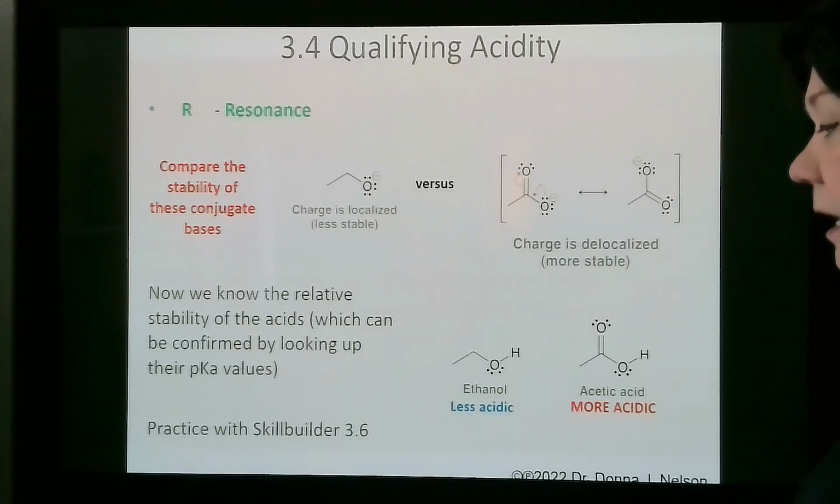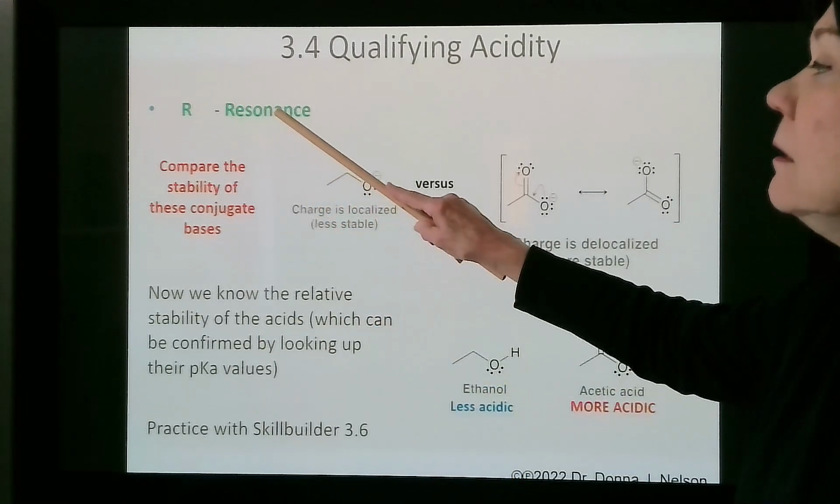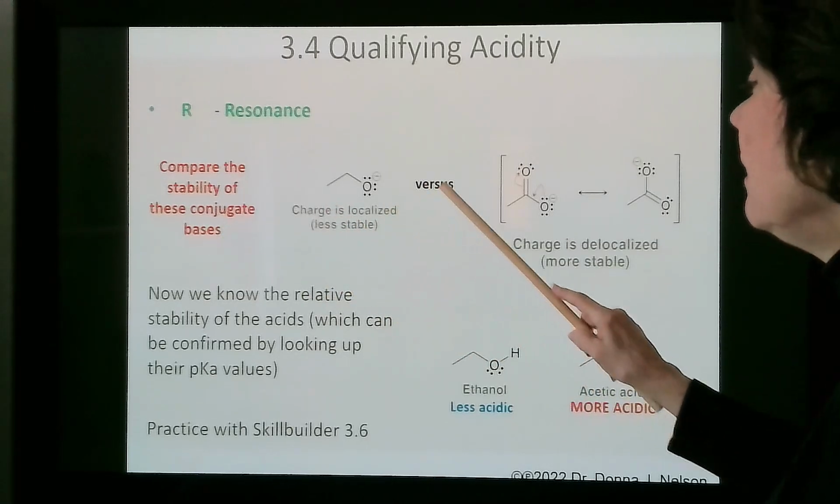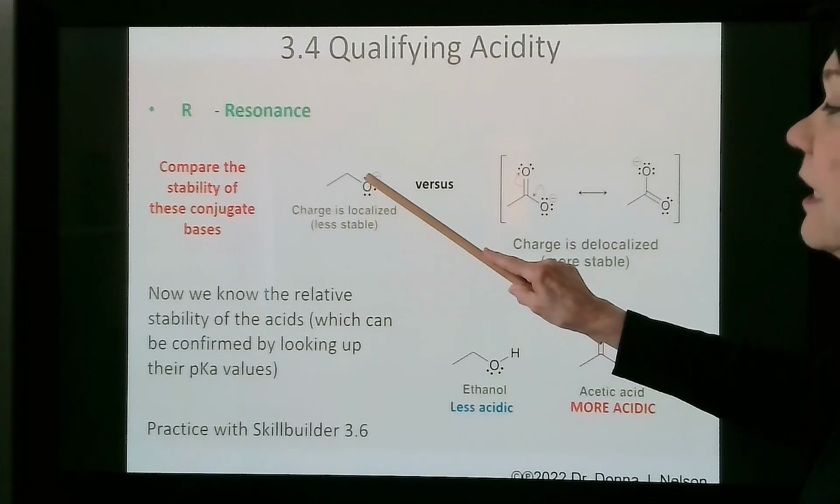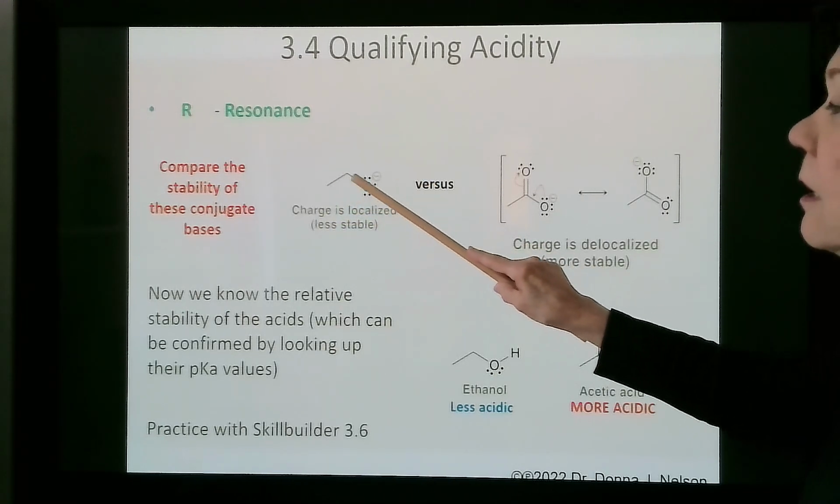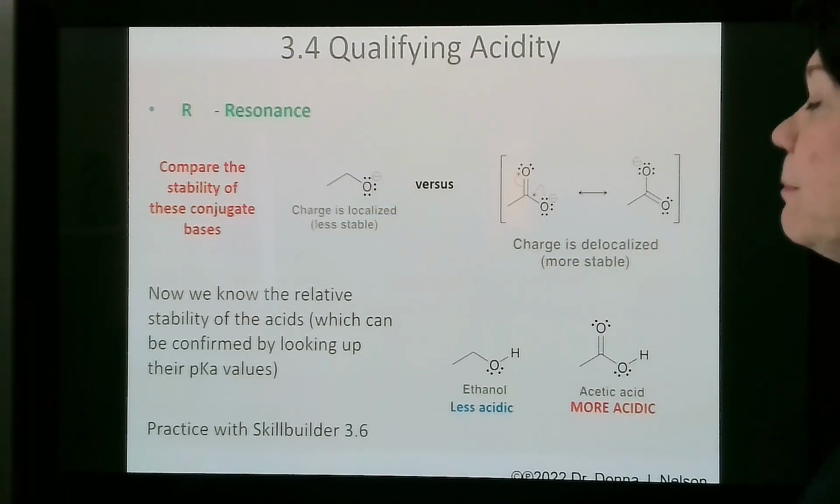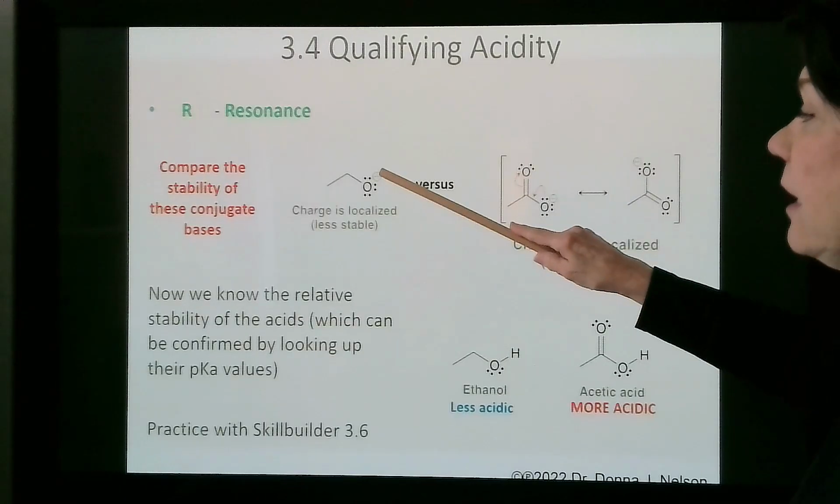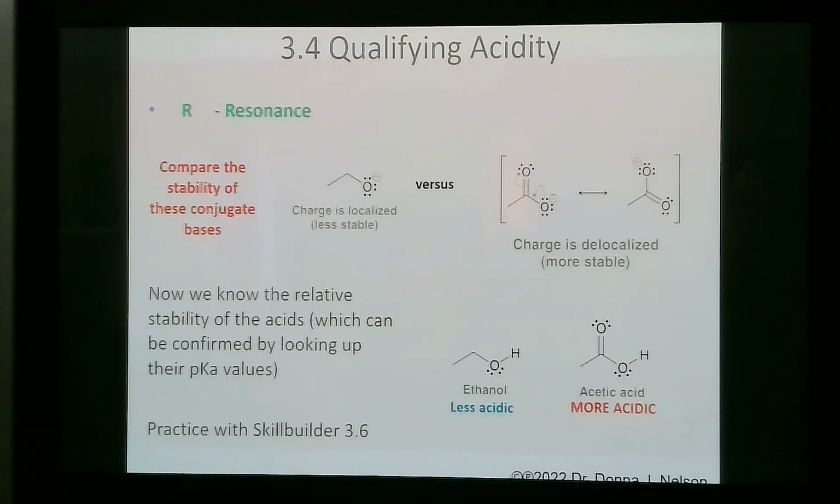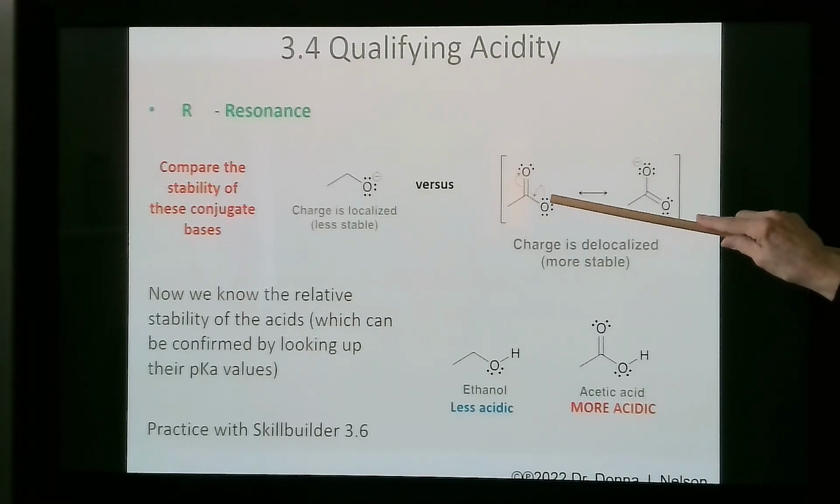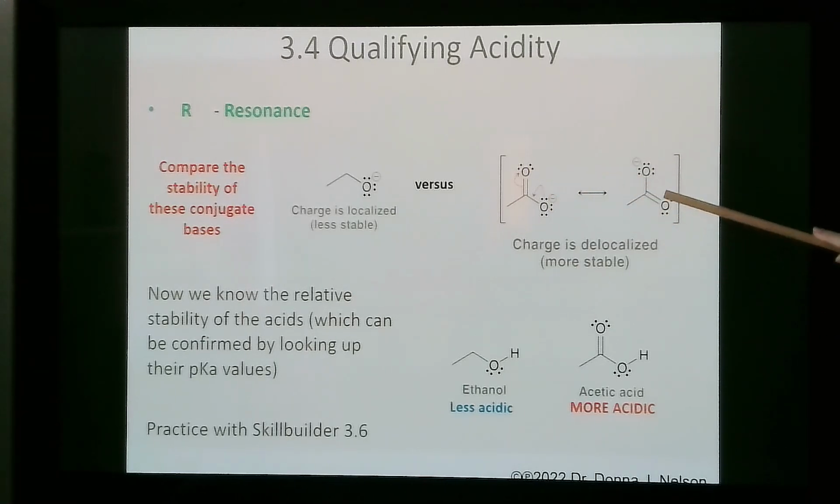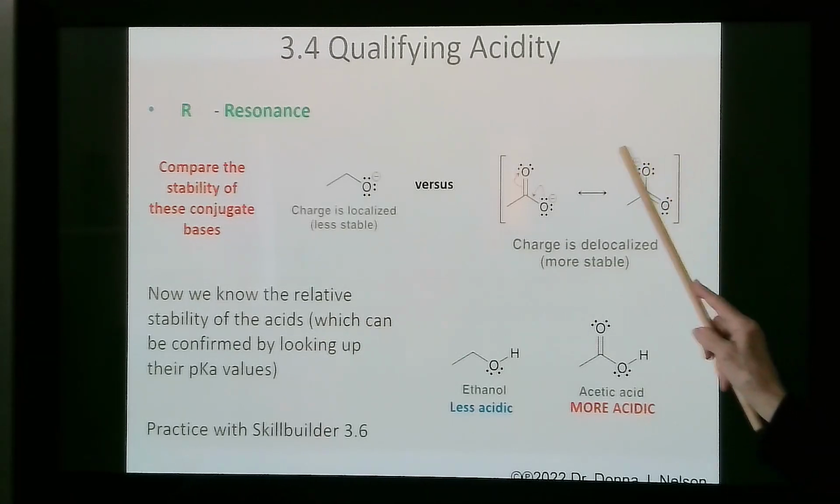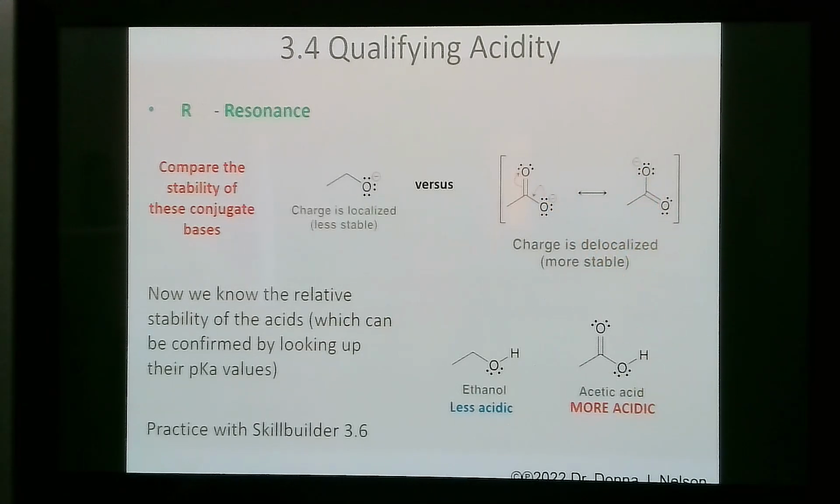Then the second letter of the word ARIO. R is for resonance. Compare the stability of these conjugate bases. So this is ethanol, which has lost a proton. That gives you ethoxide. So this negative charge is residing completely on oxygen. And over here, this would be the conjugate base of acetic acid. And so this is the molecule acetic acid after it has lost a proton. And notice that negative charge can be spread out across the two oxygens. And so the negative charge is delocalized. This, with the resonance structures, is going to be more stable.